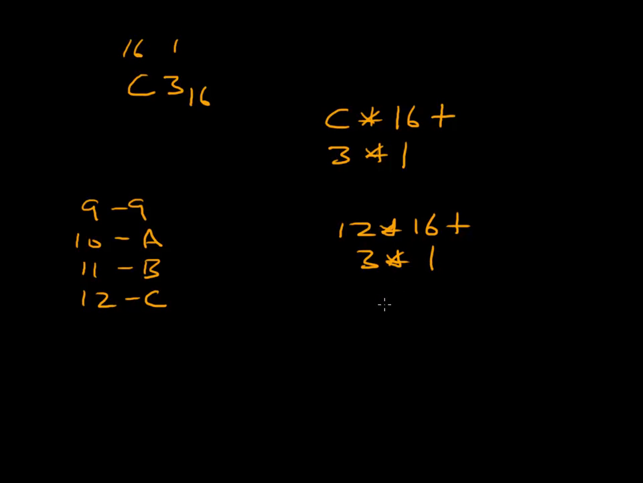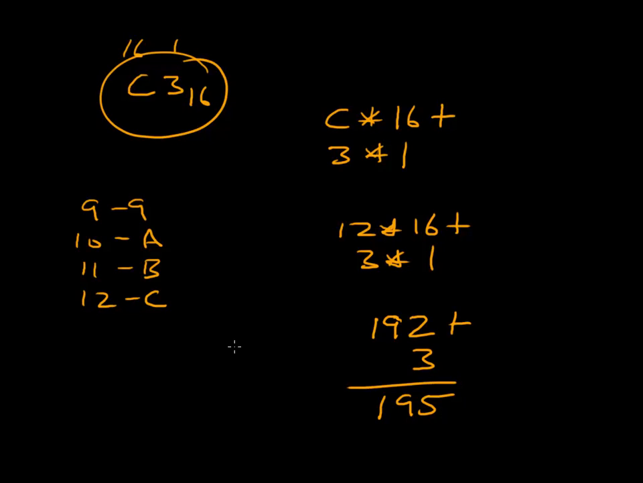So 12 times 16 is 192. And we're adding to that 3, which is 195. So C3 in base 16 is 195 in base 10. And we'll do another example of these conversions. This time we're going to convert D7 in base 16 to denary.